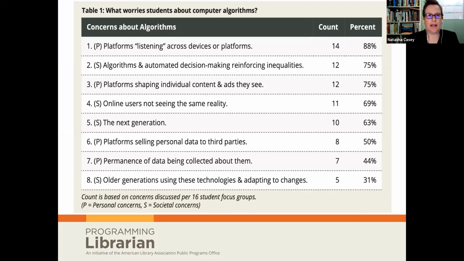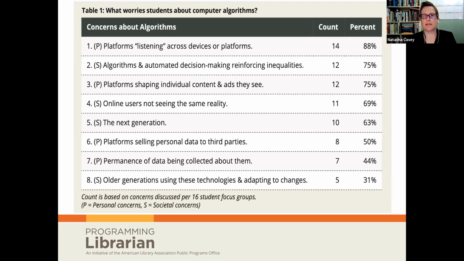So that report that Pfister and her associates wrote, I think it's last year, they did a little survey on what worries students about computer algorithms. And you can see there's a whole list of items there, and maybe they are of interest to you or also worry you. And some of the things on this list are pretty significant, like online users not seeing the same reality, platforms selling personal data to third parties.